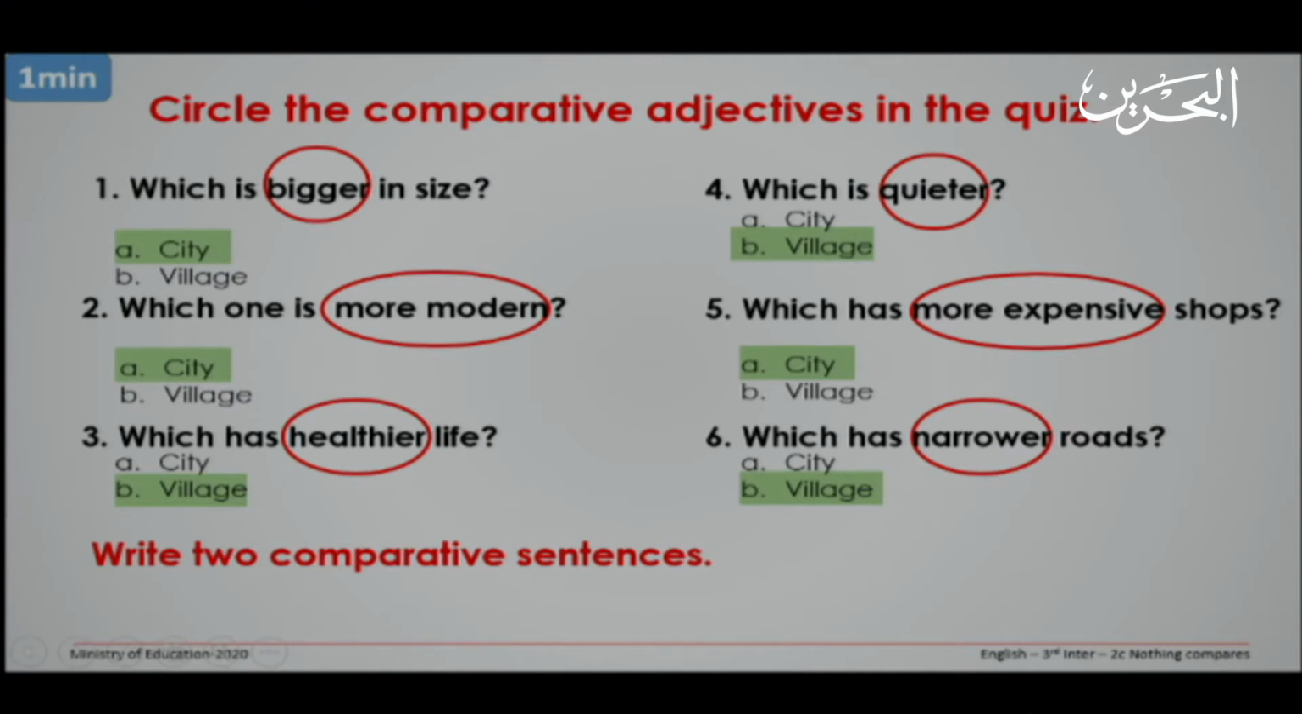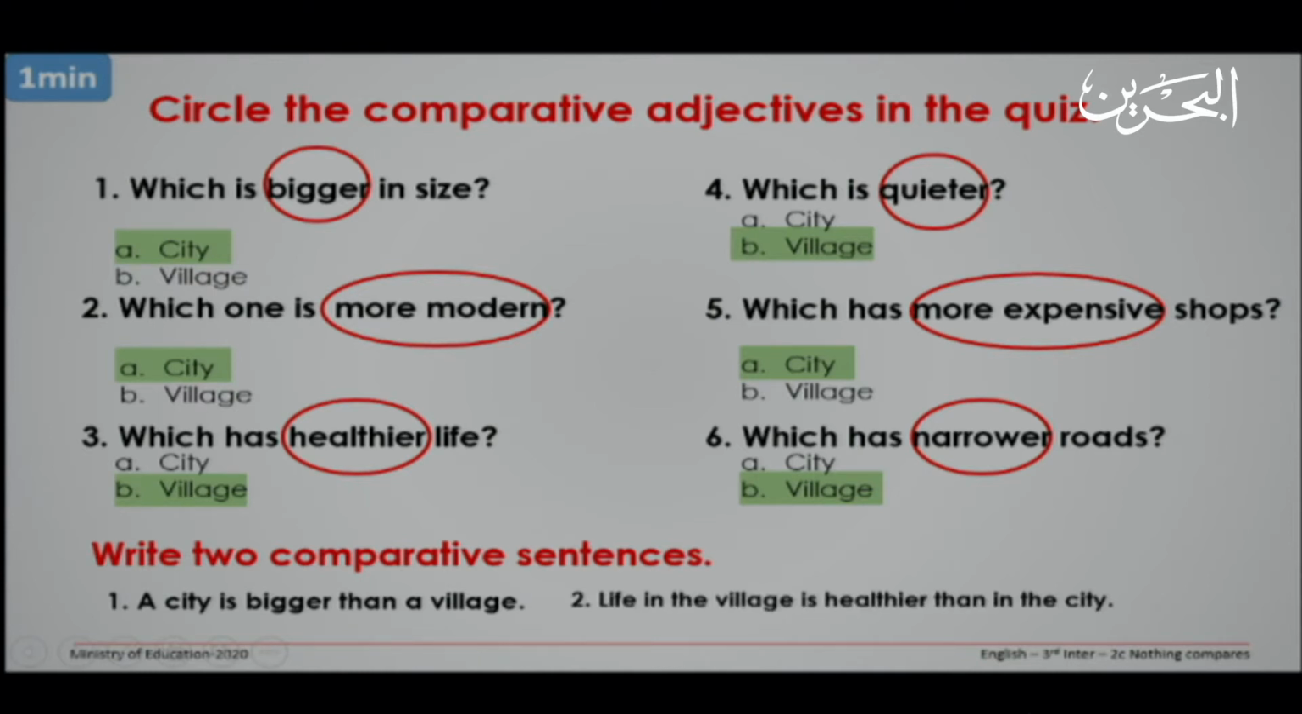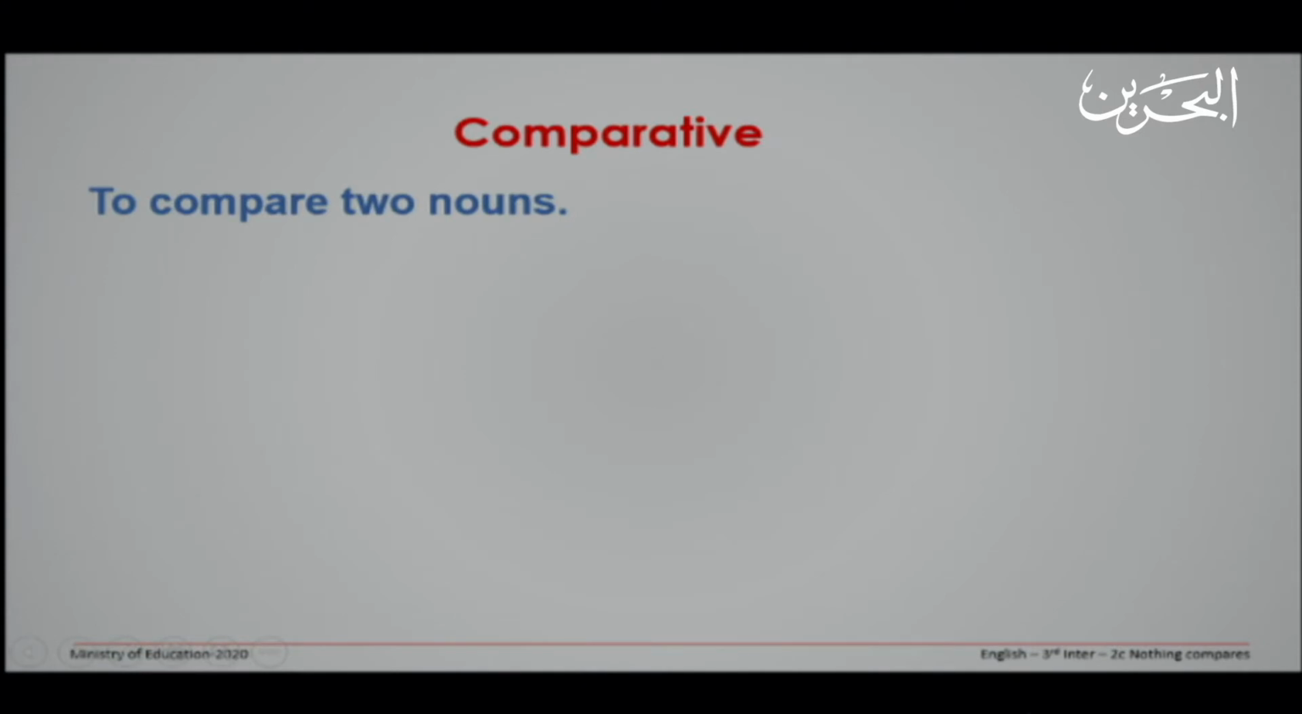Now, these are 2 examples that you can use to check your answers. Number 1, a city is bigger than a village. Number 2, life in the village is healthier than in the city. Now, we use the comparative to compare between two nouns.